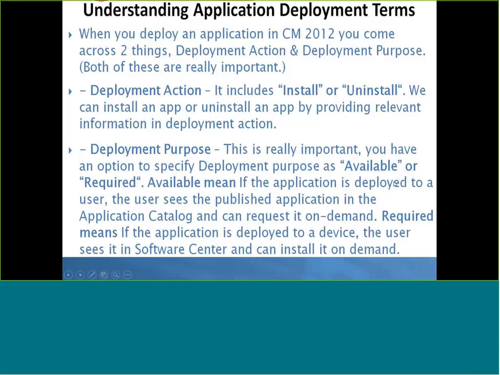But purpose as available means the application is deployed to a user. The user sees the published application in the application catalog. This is a web page that we're going to configure, and it's going to start showing the applications, and users can request it on demand. So just like Rogers offer on demand movies and stuff, and there's Jurassic what?